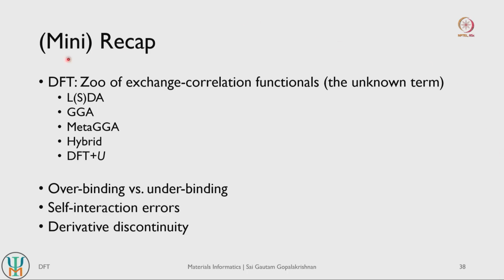So just as a recap of what we did in the last lecture, we looked at a set of exchange correlation functionals including semi-local, LDA, GGA and meta GGA. And then we also looked at hybrid functionals as a way to include non-local interactions and DFT plus U to mitigate your self interaction errors, right. So different functionals have different strengths and weaknesses, so always think about whether they are overbinding or underbinding, how much derivative discontinuity they have and what kind of computational expense they will incur.